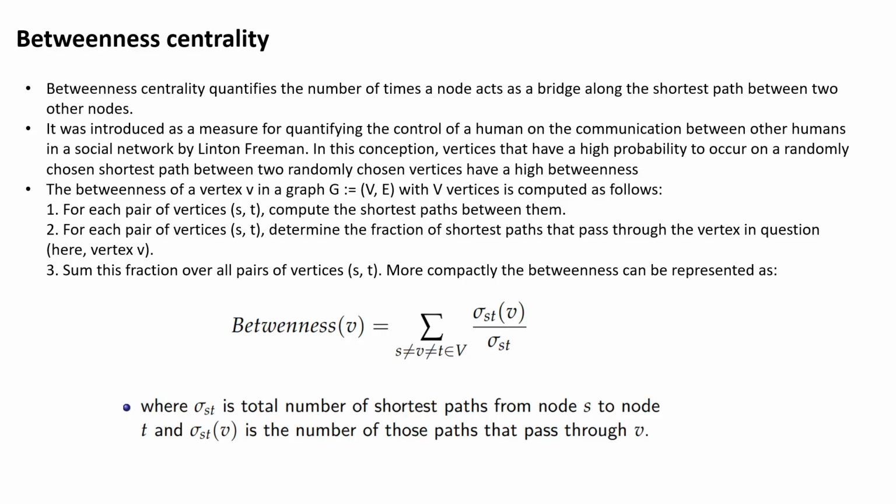And you sum this fraction over all pairs of vertices, and that is given by the sum over S not equal to V not equal to T, all belonging to the graph, of delta ST of V divided by delta ST. So delta ST is the total number of shortest paths from node S to node T, and delta ST of V is the number of those paths that pass through V. So if you have 15 shortest paths between A and B, and say 5 of them pass through C, the betweenness centrality of C will be 5 by 15. So yeah, that is what betweenness centrality is about.